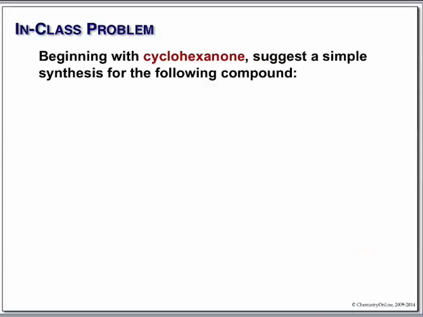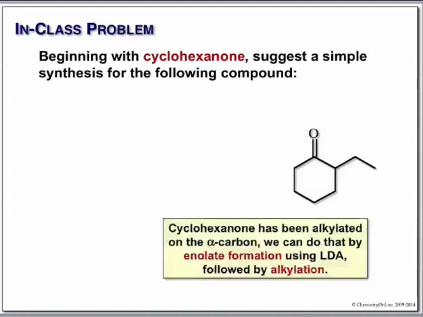Let's use cyclohexanone and do another one. Here all we're doing is sticking an ethyl group on in the alpha position. How are we going to do that? We're simply doing an enolate at this carbon, using it as a nucleophile towards something else. To make the enolate, we're going to use lithium LDA.